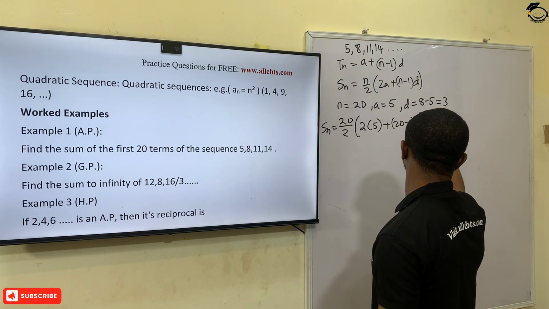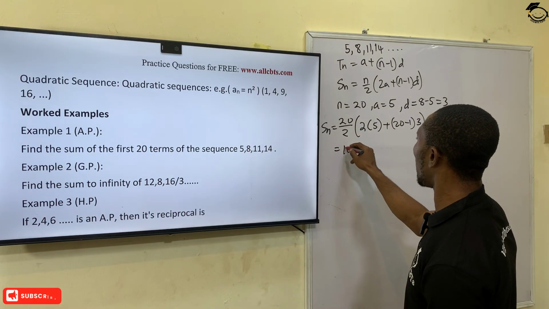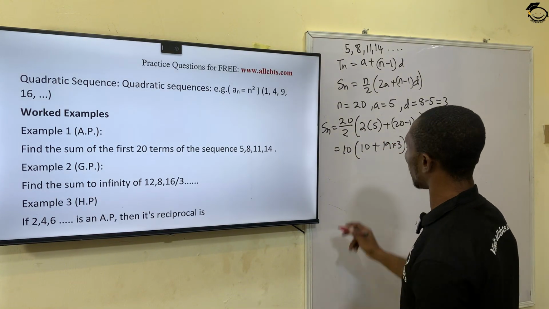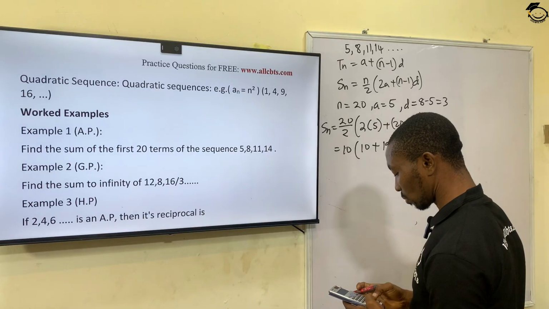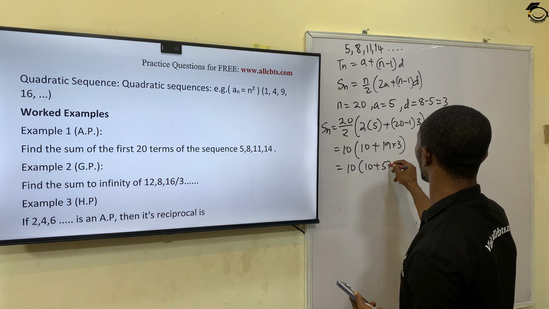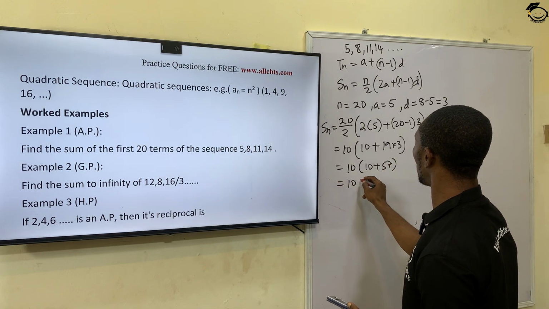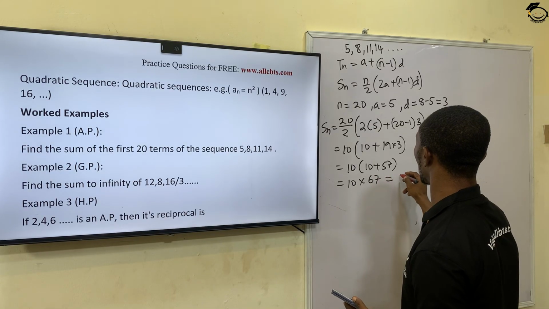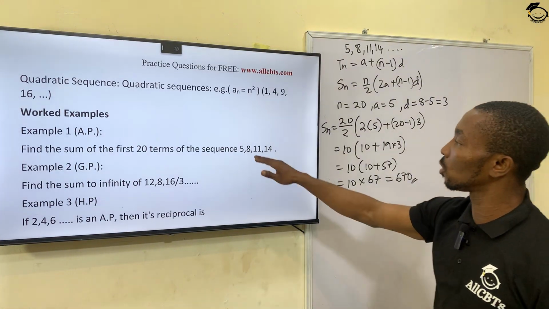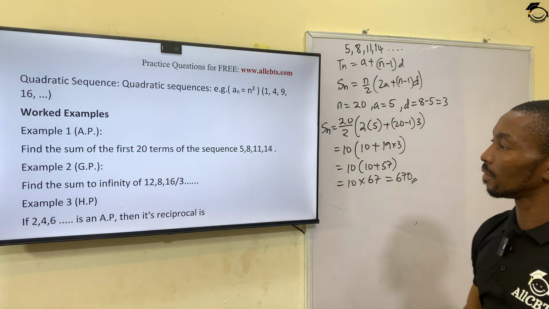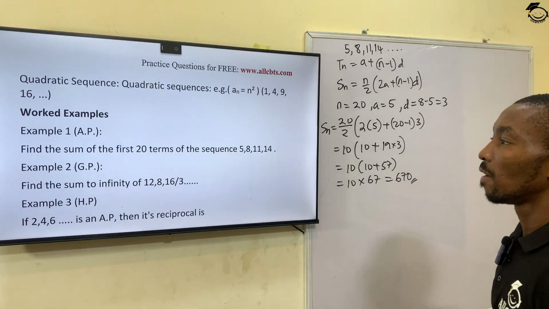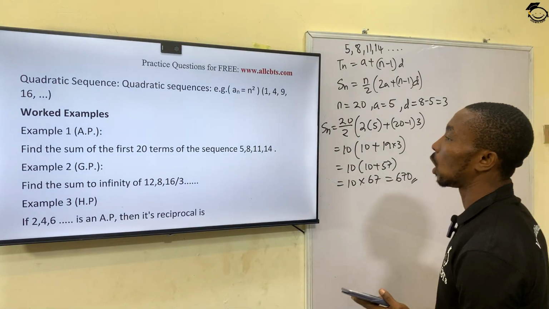D is 3. So this will give us 10 bracket 10 plus 19 times 3. Now 19 times 3 would give us 57. 10 bracket 10 plus 57. So this will give us 10 times 67, which gives us 670. So the sum of the first 20 terms of this sequence would be 670.